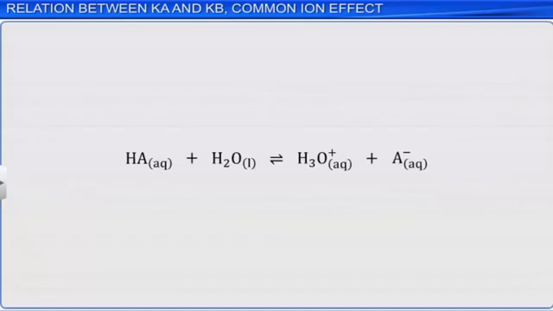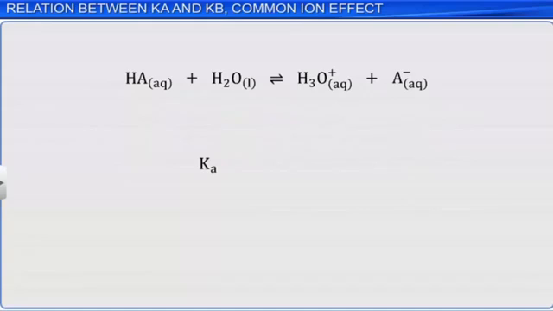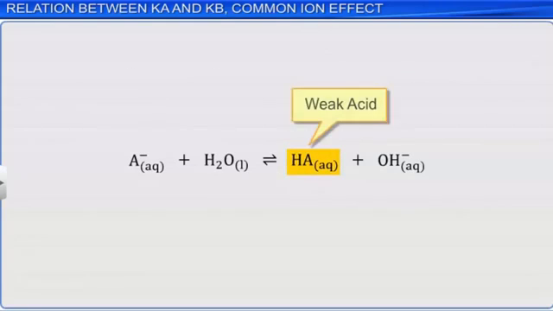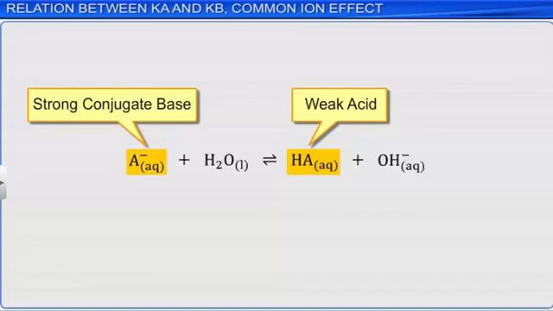Consider the dissociation of weak acid HA in water. The acid dissociation constant, Ka, for this equilibrium can be written as Ka is equal to the product of concentration of H3O plus and A minus ions divided by concentration of HA. HA, being a weak acid, has a strong conjugate base A minus. The dissociation equilibrium of strong conjugate base A minus in water can be represented as A minus aqueous plus H2O liquid in equilibrium with HA aqueous plus OH minus aqueous.